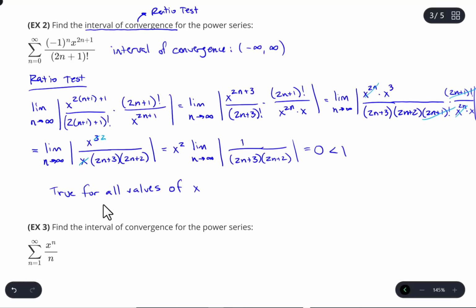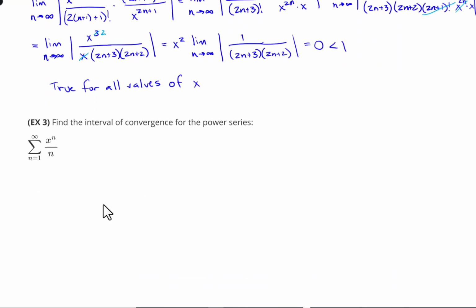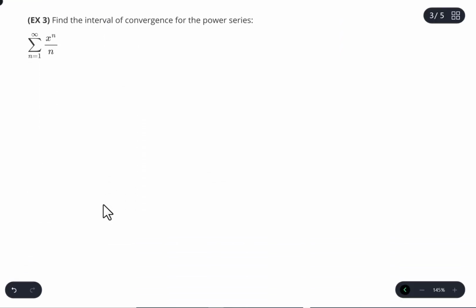Okay, let's take a look at another one. You'd be surprised at just how different some of these examples can be. Here I have the sum from n equals 1 to infinity of x to the n over n. Let's see what happens here. So for my ratio test, just to get me started, I would have the limit as n goes to infinity of the n plus 1th term, which is x to the n plus 1 over n plus 1. And then I'm going to multiply that by the inverse of the nth term.